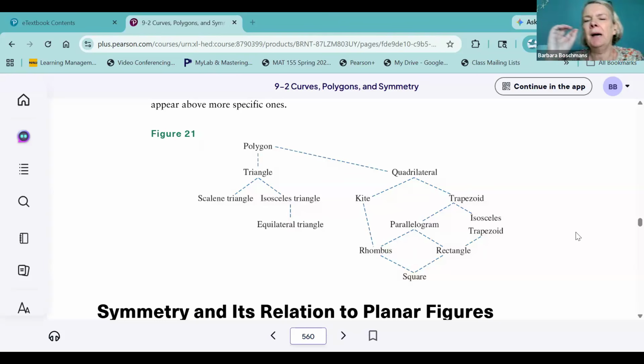The square is at the bottom there. If I can trace it up, that means I can make an all statement. All squares are rectangles. All rectangles are parallelograms. All parallelograms are trapezoids. All squares are rhombuses. All rhombuses are kites. All rhombuses are parallelograms. So if you can trace it up, you can make one of these all statements. I find this hierarchy very beneficial to solve number 2.